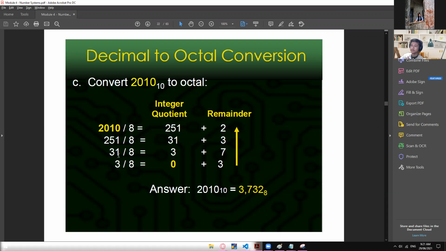Okay, and so on and so forth. So 31 divided by 8 is 3, remainder 7. 3 divided by 8 cannot be. So just put 0 here, and whatever is our last integer quotient, just put it here as your final remainder. Then you can now get the final result from the remainders. So 3732 base 8.